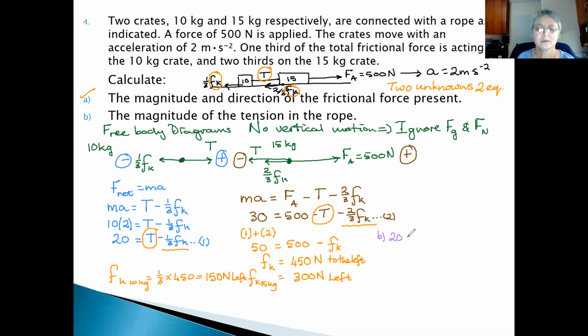It says 20 is T minus 1/3 of the Fk. So it is minus 150. Okay, so T is 170 newtons. They ask for the magnitude of tension because for the 10 kg object, the tension is to the right. But for the 15 kg object, the tension is to the left. That's why they ask for magnitude of the tension only in this question. We've got one to go.